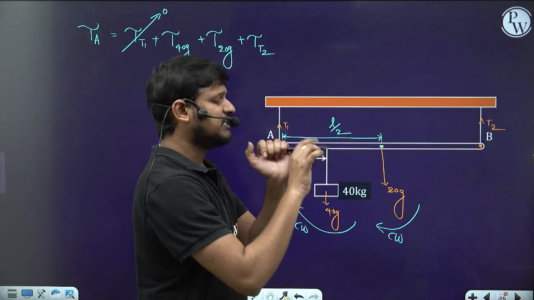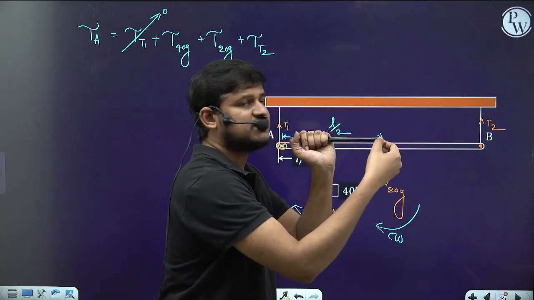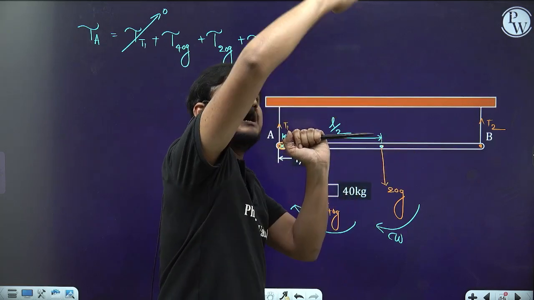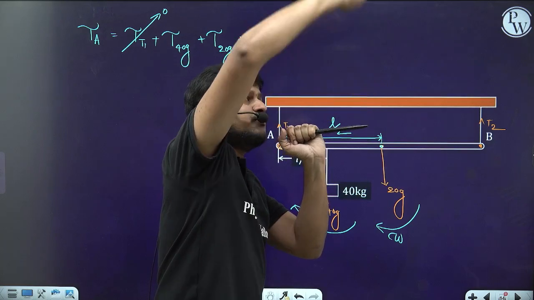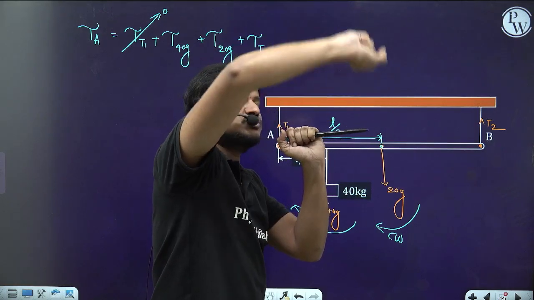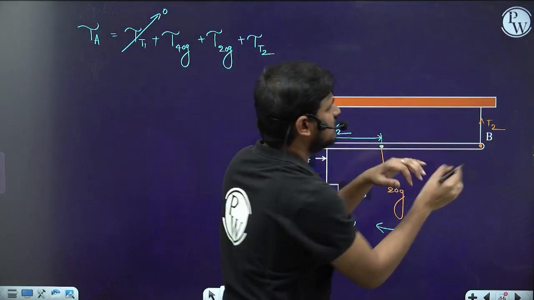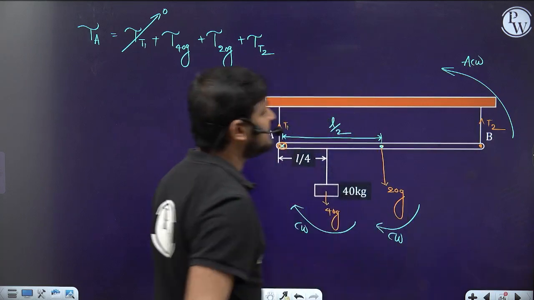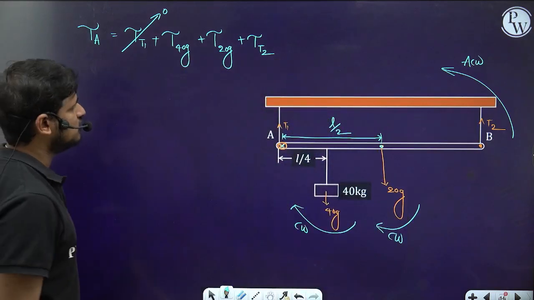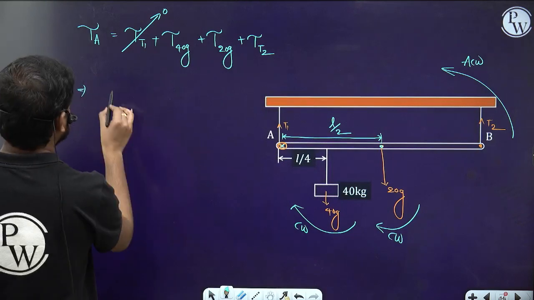Now again, this is your axis of rotation. From there, the T2 force, which side are you applying it? Upside. Imagine you tied a rope at the end and you are pulling it upside with some T2 force. Then the rod will move upside due to that force. So here it is causing an anti-clockwise torque. Yes or no?